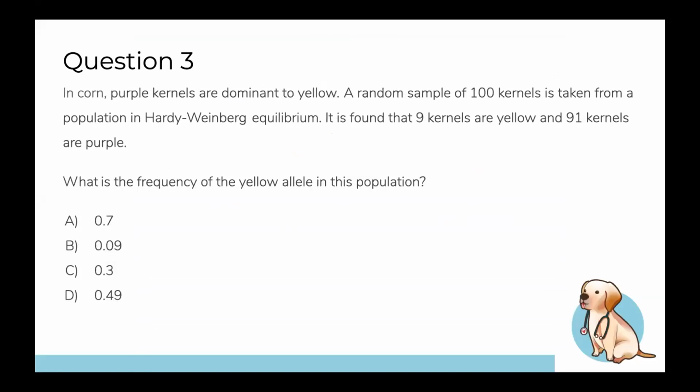Okay, question 3. In corn, purple kernels are dominant to yellow. A random sample of 100 kernels is taken from a population in Hardy-Weinberg equilibrium. It is found that 9 kernels are yellow and 91 kernels are purple. So what is the frequency of the yellow allele in this population? I'll give you guys a minute to work that out.